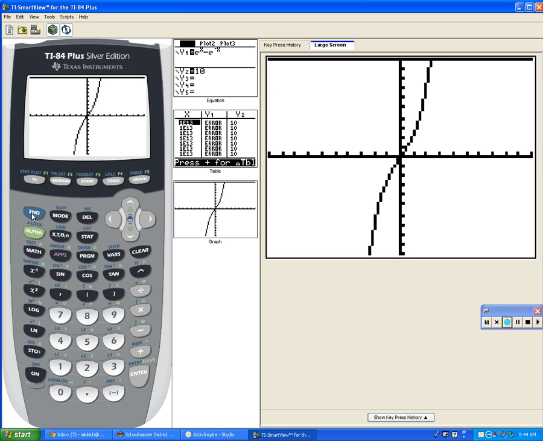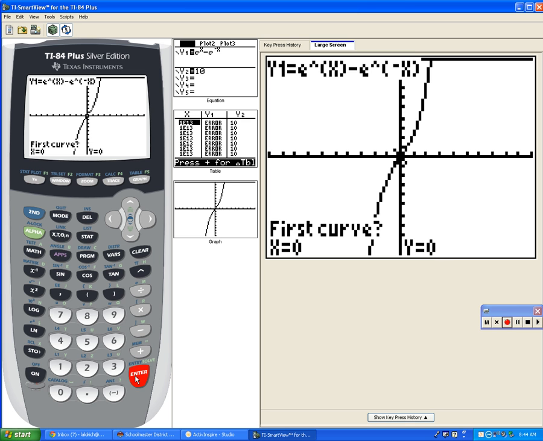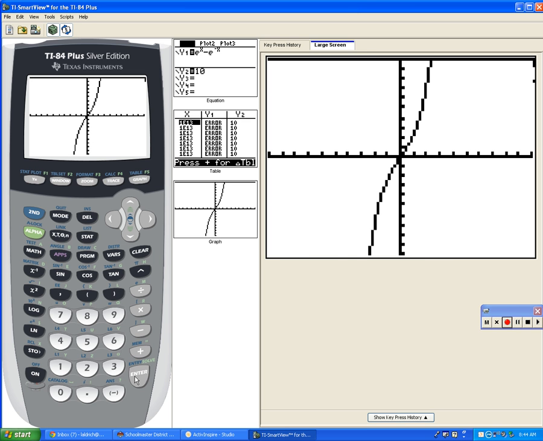Just guess, it's like 3. So we're going to go second calc 5, which is the intersect option. Hit enter 3 times, and you get about 2.31-ish. Yeah, the intersect thing is weird.